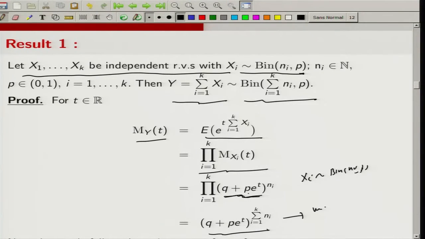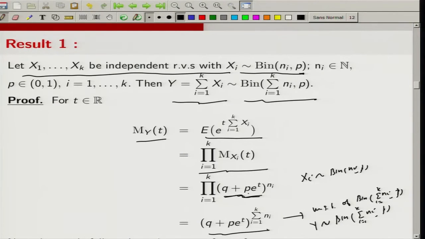But this is the same as the mgf of binomial (summation i is equal to 1 to k of ni, p). So this shows that the moment generating function of Y is the same as the moment generating function of binomial (summation i is equal to 1 to k of ni, p). So by the uniqueness property of the moment generating function, Y has binomial (summation i is equal to 1 to k of ni, p). So the binomial distribution has the reproductive property if you are having independent binomial distributions.